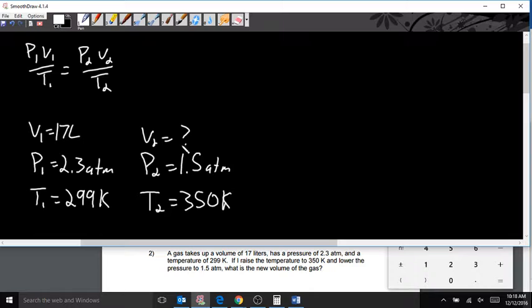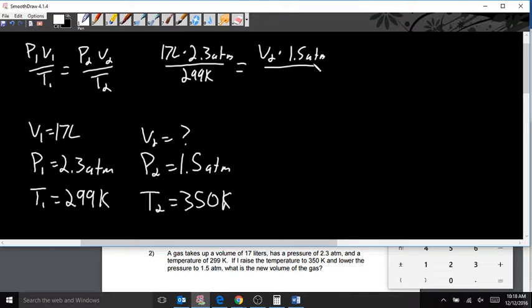All right, this one we're going to set up just the same as we did last one. So we're going to have 17 liters times 2.3 atmospheres over 299 Kelvin equals V2 times 1.5 atmospheres all over 350 Kelvin.